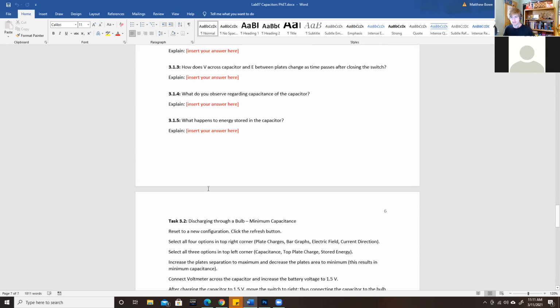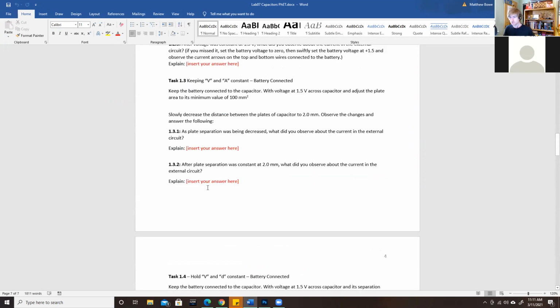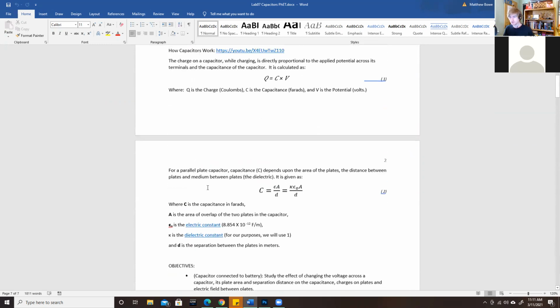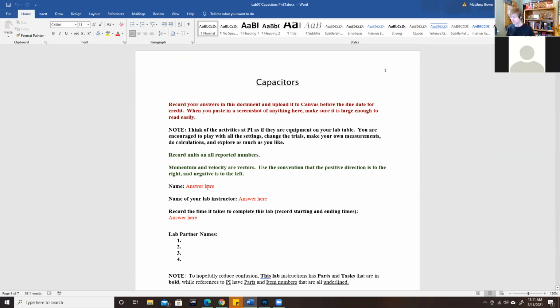I think that is it. So it's a rather short lab. We don't have to do much, but it's a lot of conceptual stating what you observe and then trying to reason out what is happening.